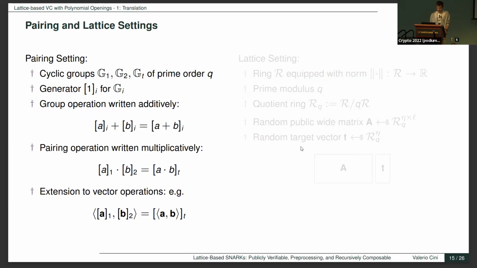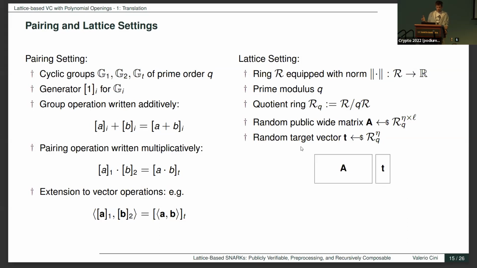Before setting out the blueprint, let's set up some notation. In the pairing world, we will talk about three groups G1, G2, and GT, where G1 and G2 will be the so-called source groups, and GT will be the target group. All of them will be of some prime order Q. We will use the implicit notation so that the generator of group i will be denoted by bracket 1 indexed by i. In this way, we will denote the group operation additively within each group, and the pairing operation between elements of the different source groups multiplicatively. And this can also be extended to vector operations.